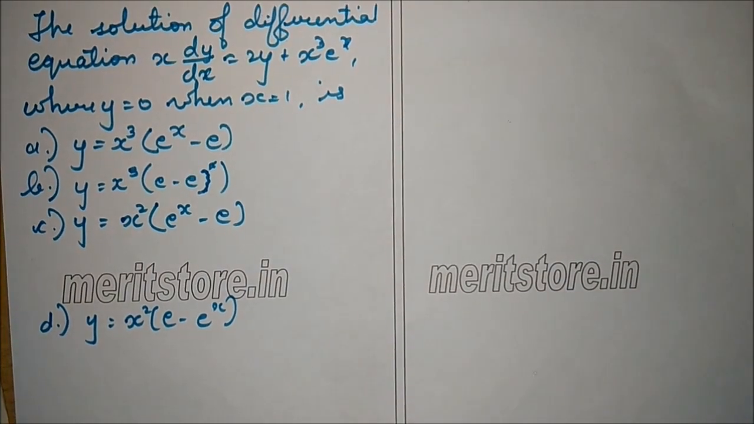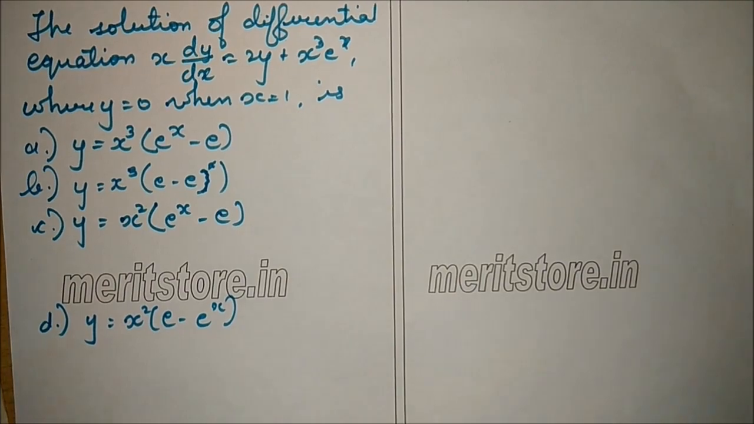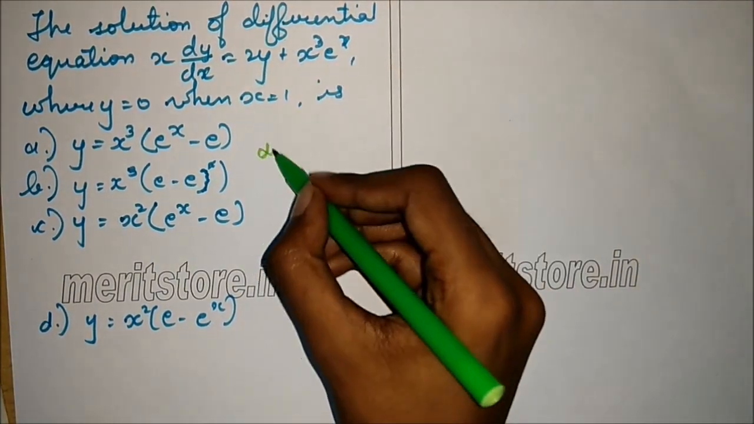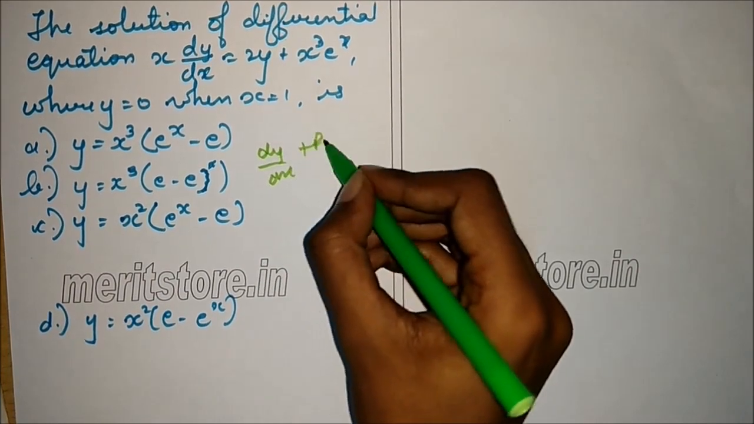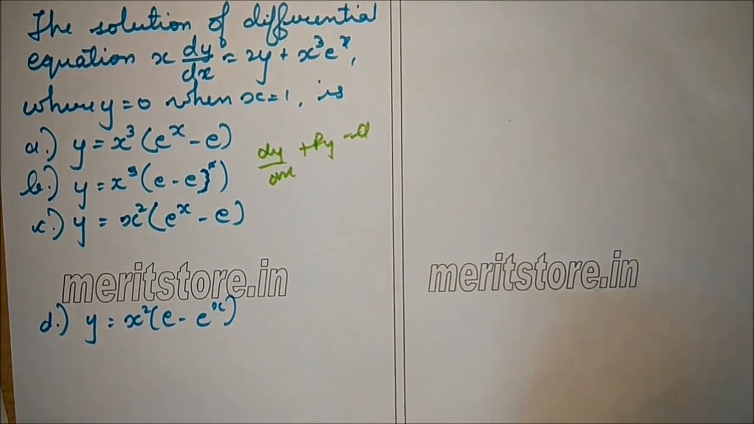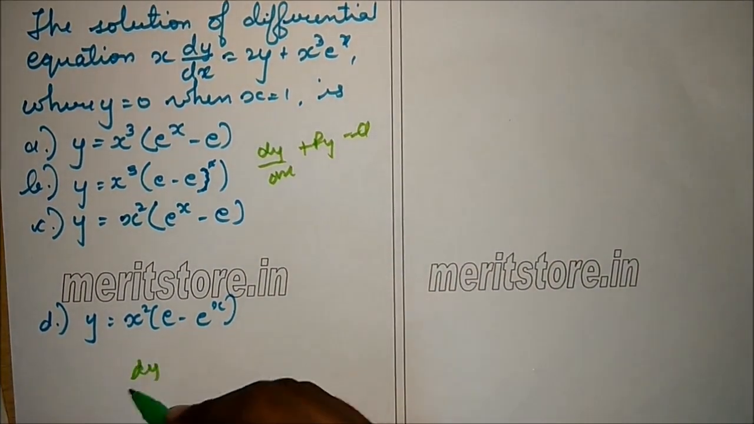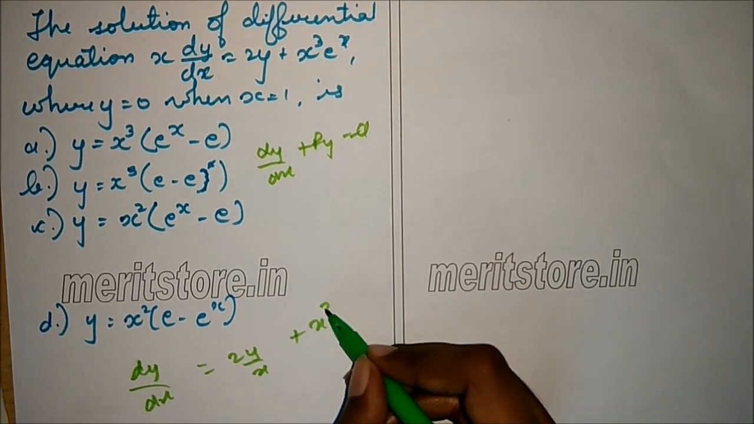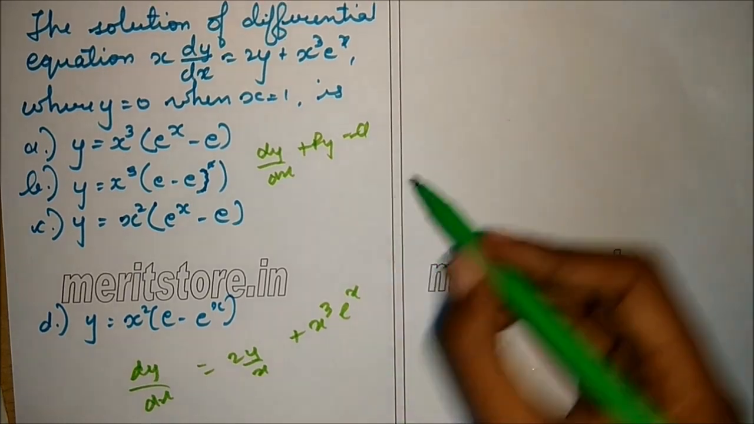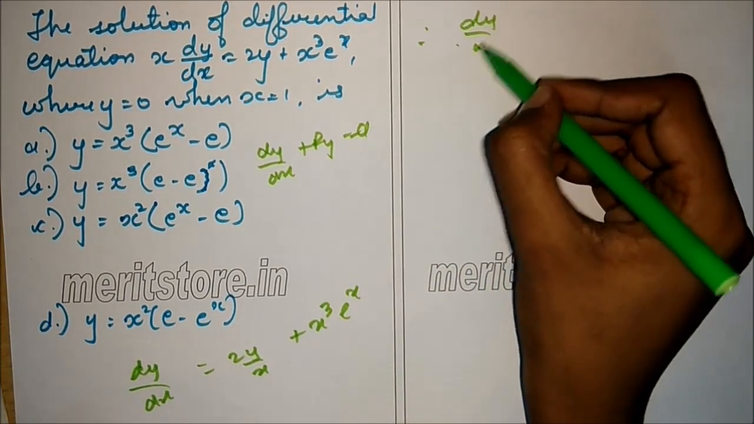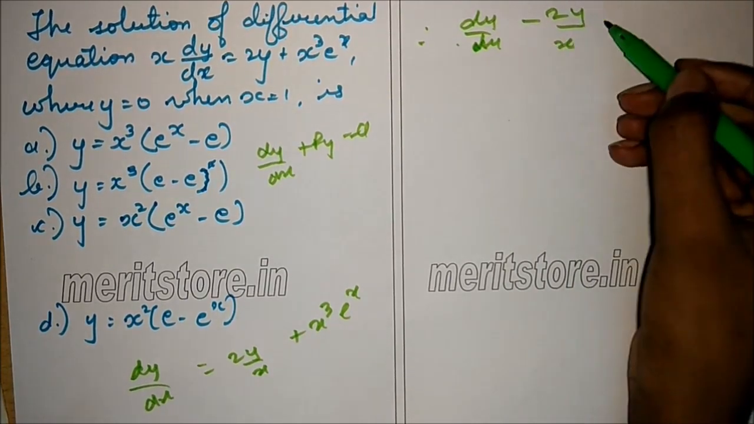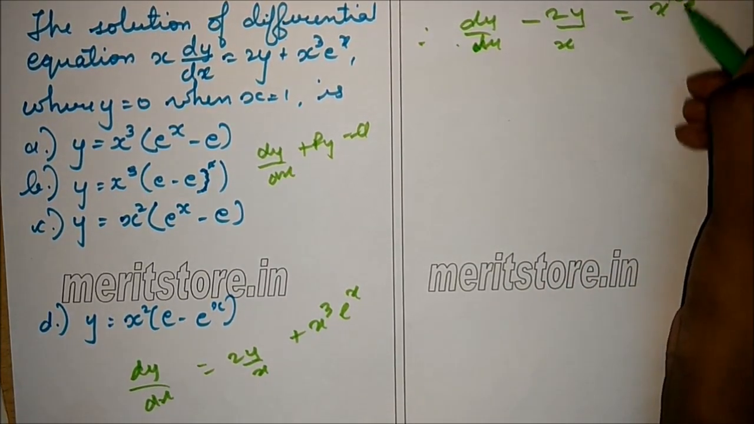The differential equation is given as x dy by dx equals 2y plus x cube into e raised to x. So we have to bring this in the form of dy by dx plus py equals q. So dividing throughout by x, we get dy by dx equals 2y by x plus x square e raised to x. That is dy by dx minus 2y by x equals x square e raised to x.